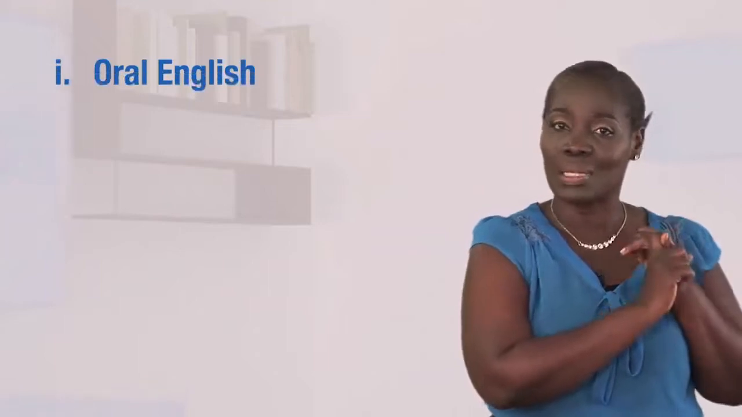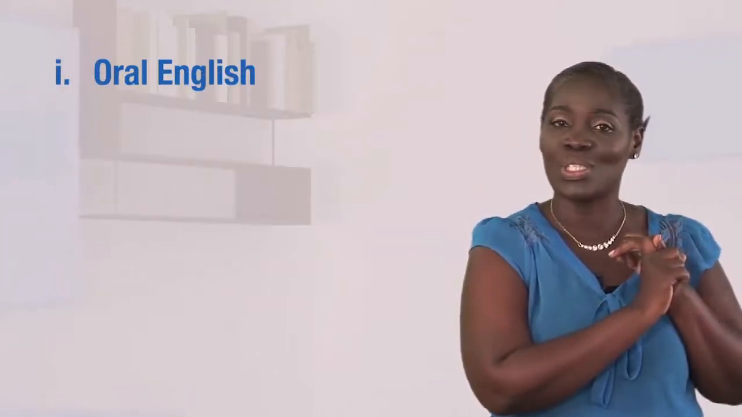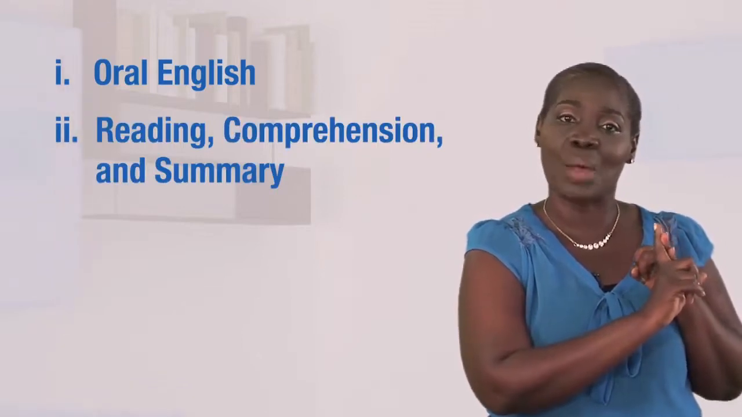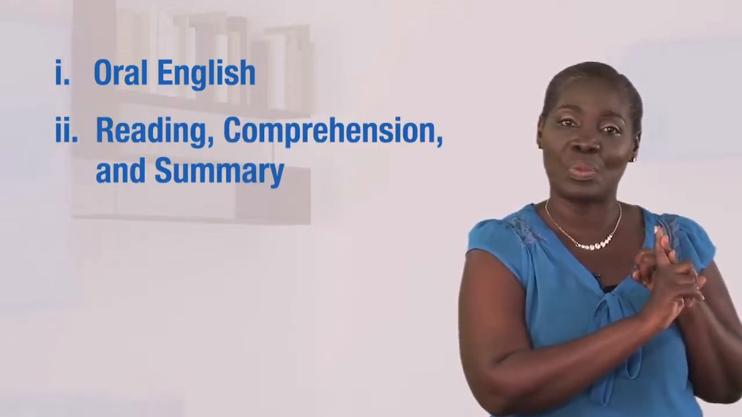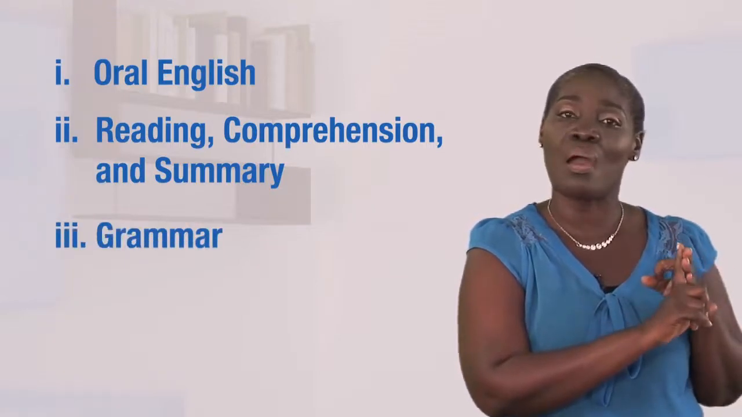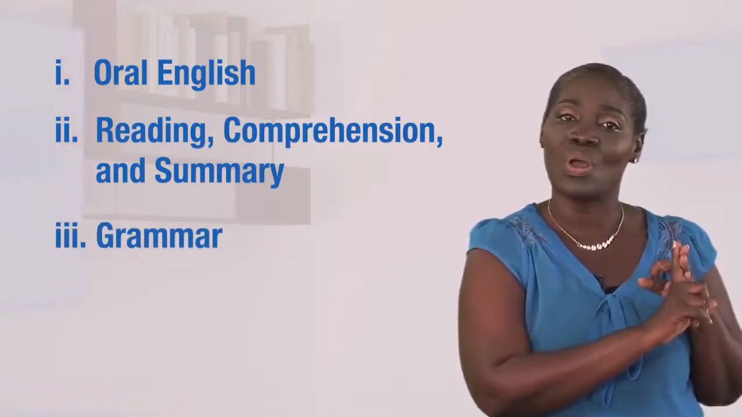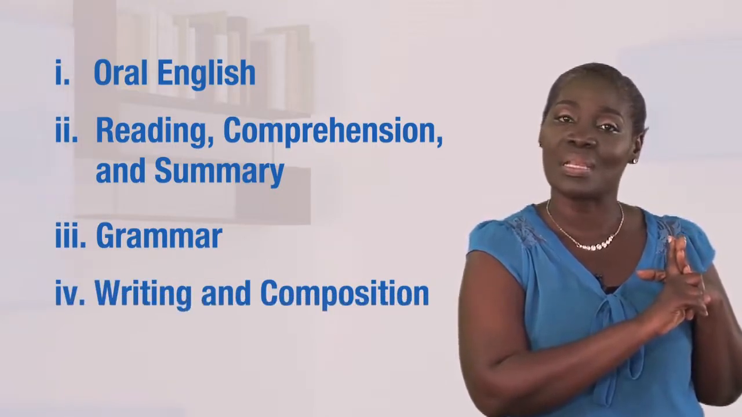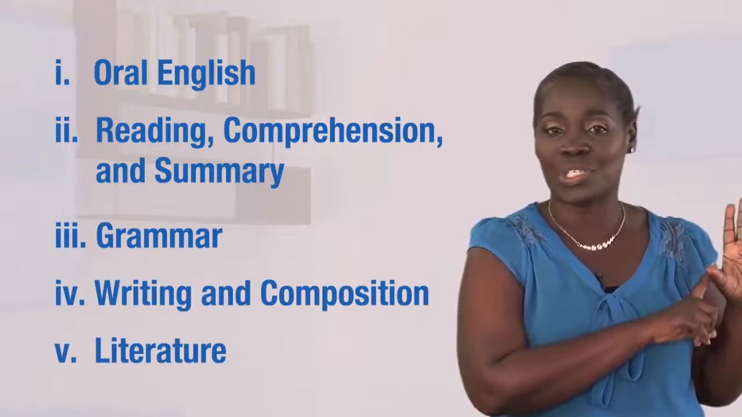As you may already be aware, there are 5 aspects of the senior high school English content. These are: 1. Oral English. 2. Reading, comprehension, and summary. 3. Grammar. 4. Writing and composition. 5. Literature.